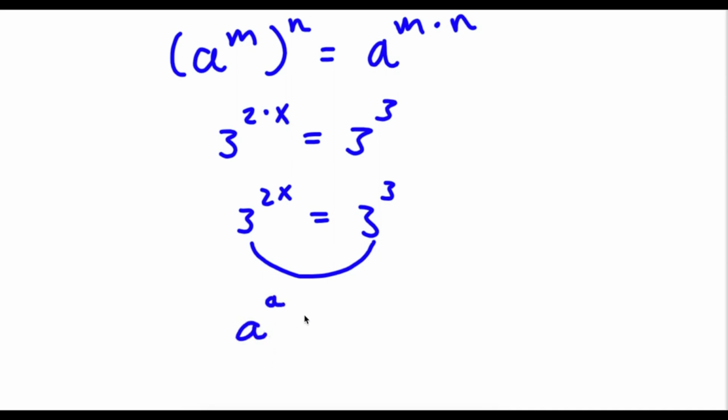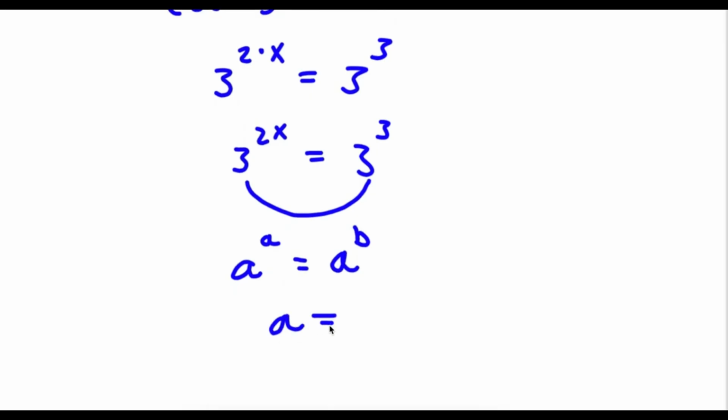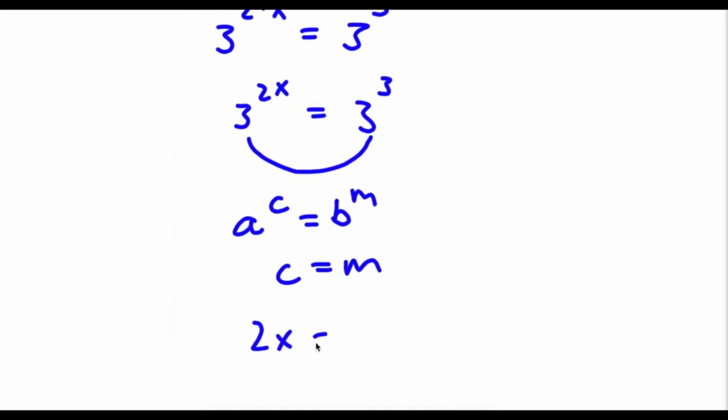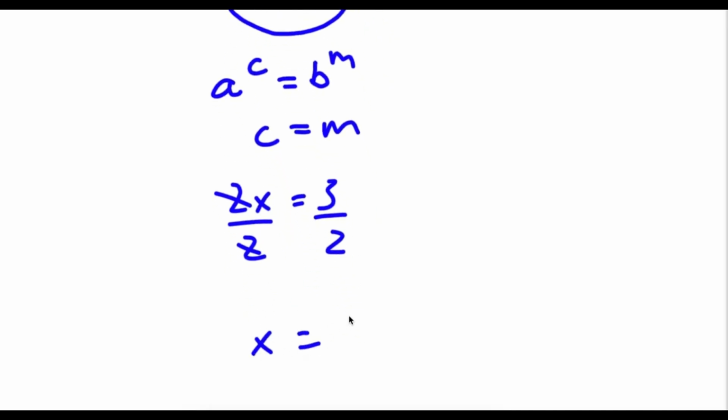And if I have something in the form a to the power of c is equal to a to the power of m, this means that c is equal to m. So in this case, 2x is equal to 3. Now to solve this, simply divide both sides by 2. These two cancel out, and I'm left with x is equal to 3 over 2.